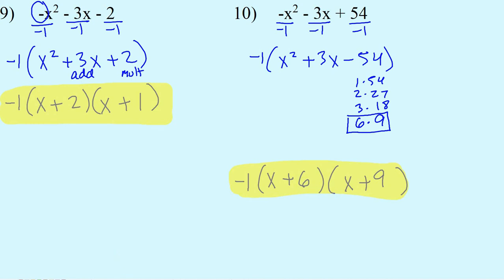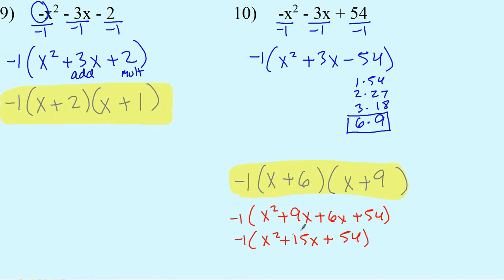Okay, so if you wanted to double check this one, what I would do is I would FOIL out the parentheses. So this would become x squared plus 9x plus 6x plus 54. So then that would get us x squared plus 15x plus 54. Uh-oh, I've got a problem. Hopefully you guys caught that too.